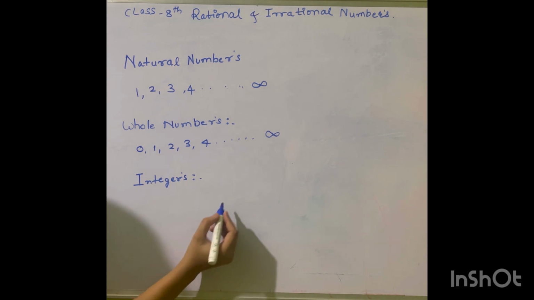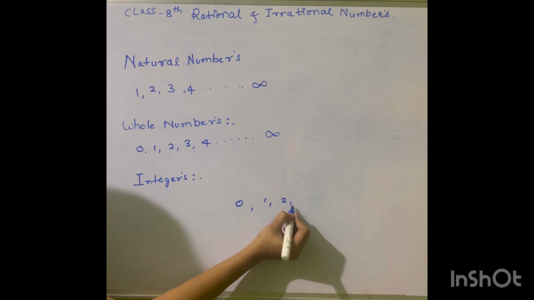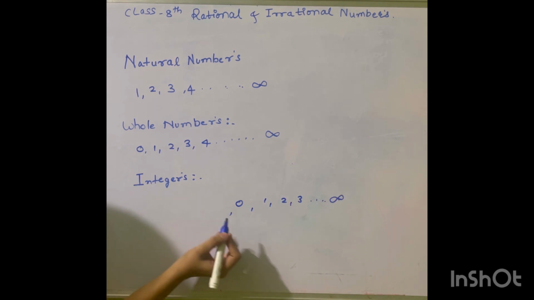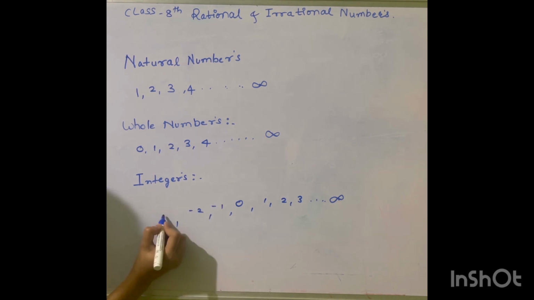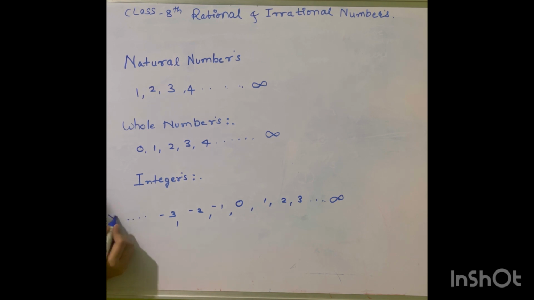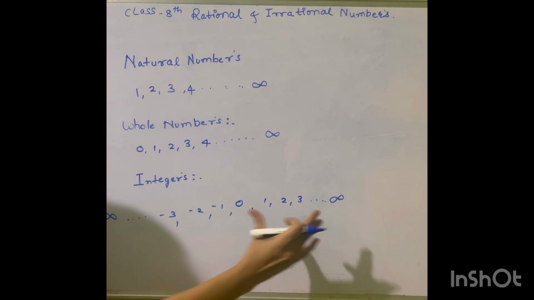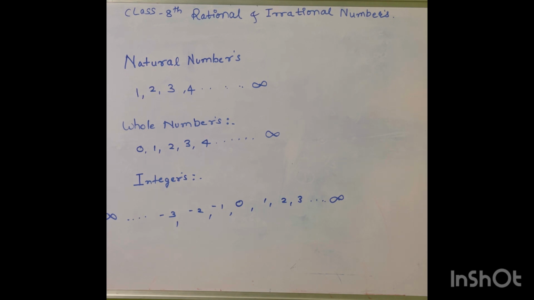What are integers? Integers include 0, 1, 2, 3, and so on till infinity, and from the left side -1, -2, -3, to infinity. So these are called integers. Integers means positive as well as negative as well as 0.